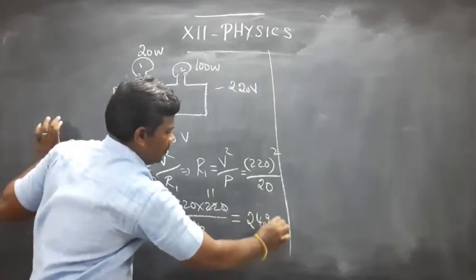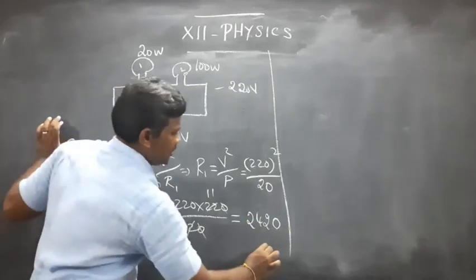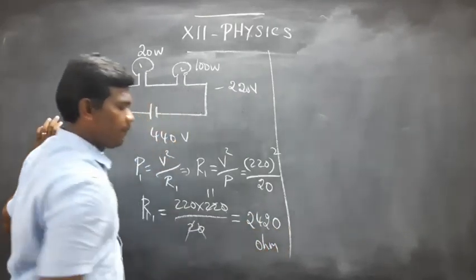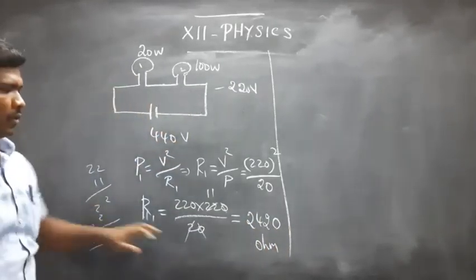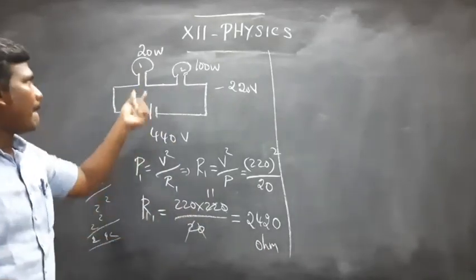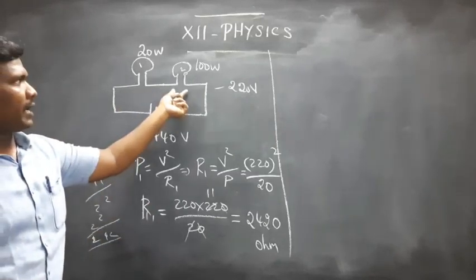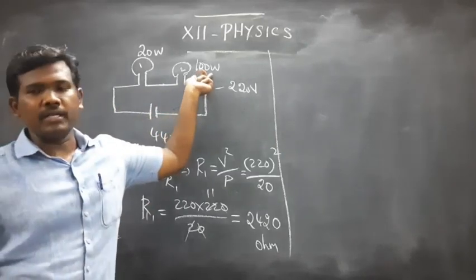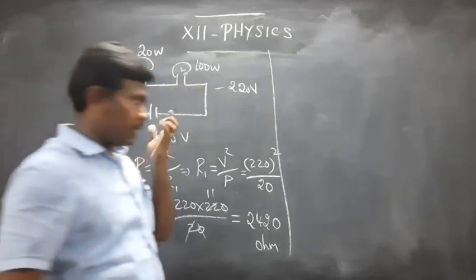240 to 0, and this is the resistance. So the unit is ohm: 2420 ohm. So this is the resistance of bulb 1. And we have a second bulb, the power value is 100 watt.